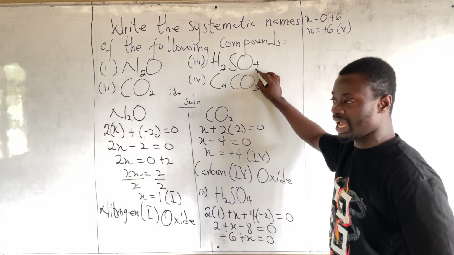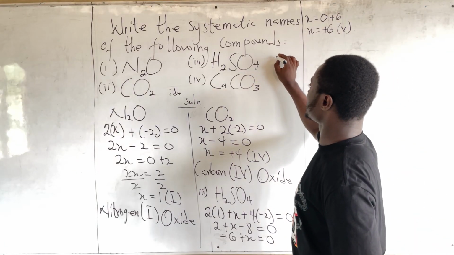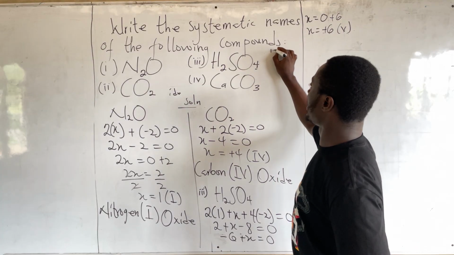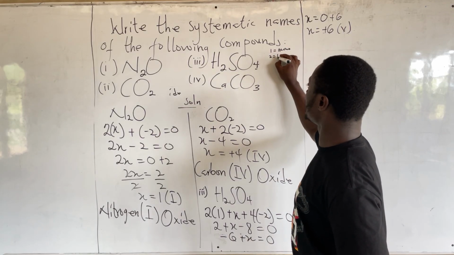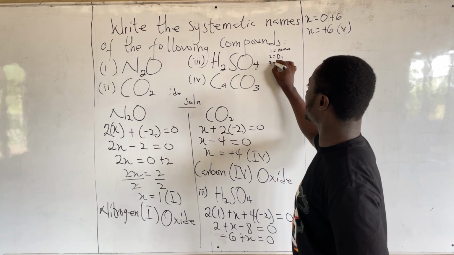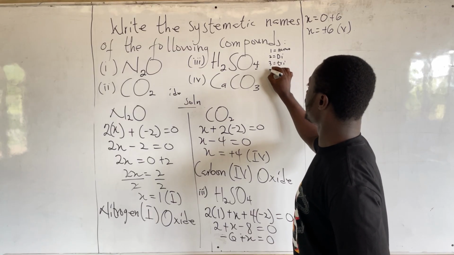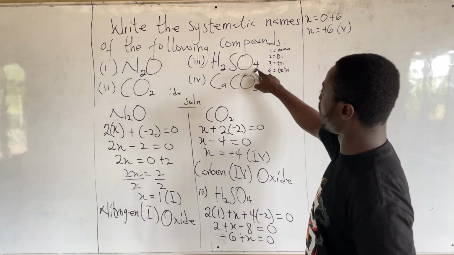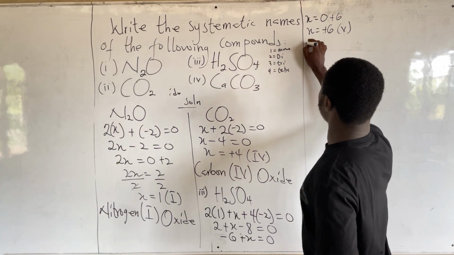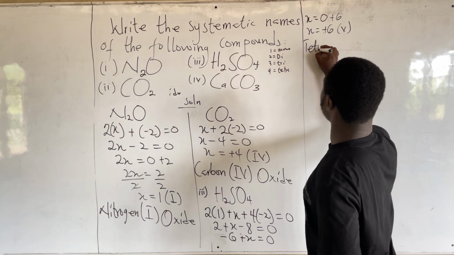So the 4 here is tetra. When you get 1, 1 is mono. When you get 2, 2 is di. When you get 3, it is tri. And then when you get 4, it is tetra. So since we have 4 here, we can say tetra.